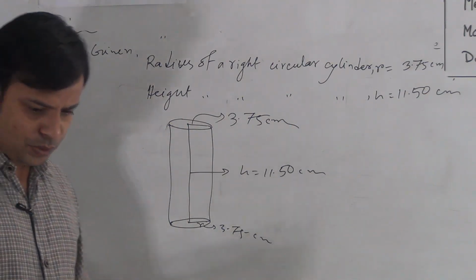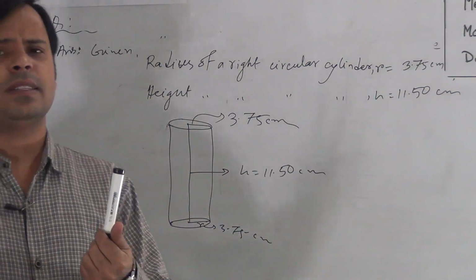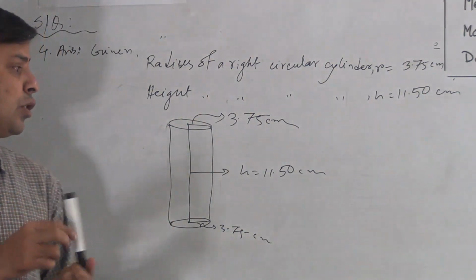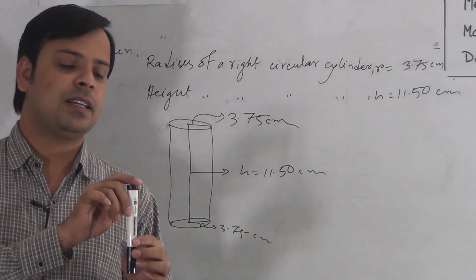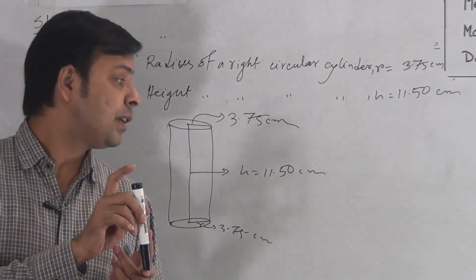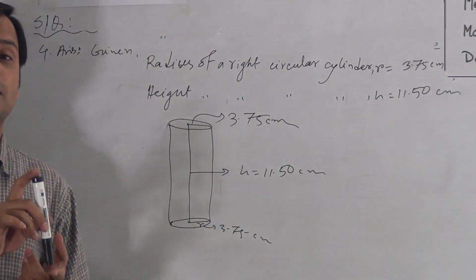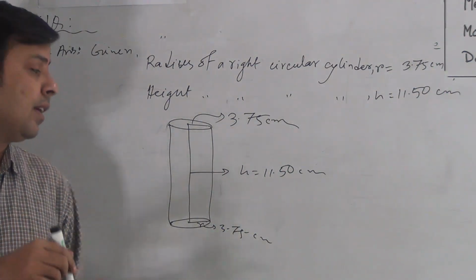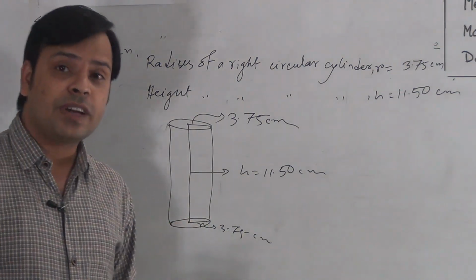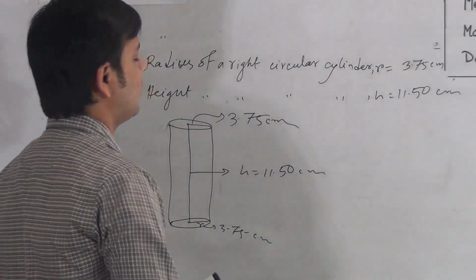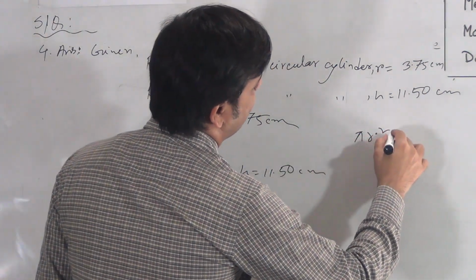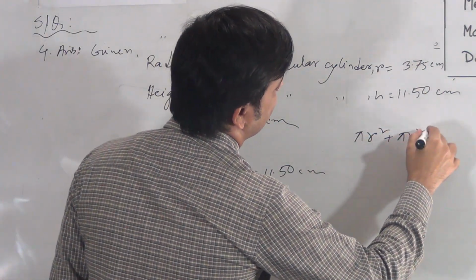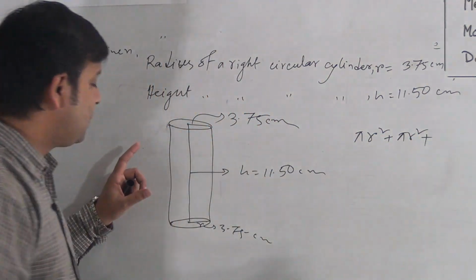Suppose this is a marker, this marker looks like this one. Here is a surface and here is a surface. These two surfaces are of equal area and both are circles. So area of each circle is pi r square if the radius is r. So sum of these two will be pi r square plus pi r square.